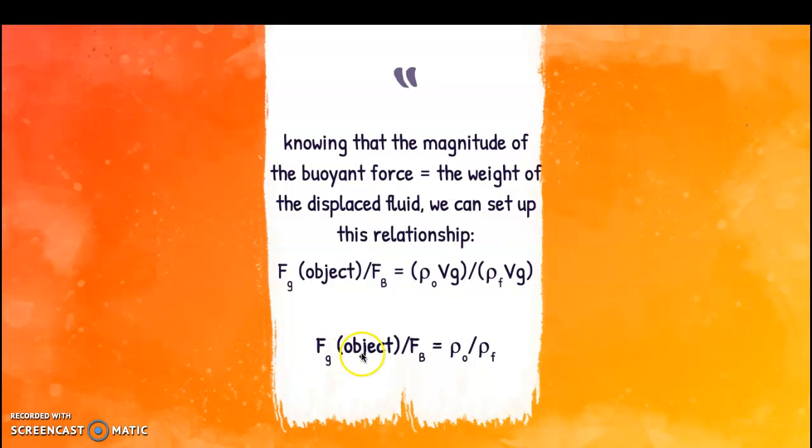Okay, the force of gravity of an object divided by the buoyant force equals the density of the object. This ρ is the Greek letter rho. So the force of gravity on an object divided by the buoyant force equals the density of the object divided by the density of the fluid. That's what this equation means. So make note of that relationship there. That's going to be important.